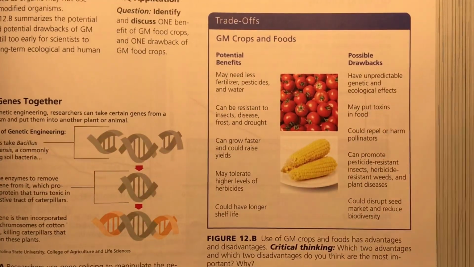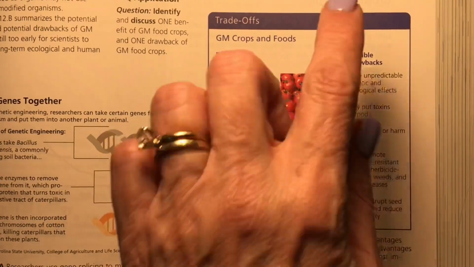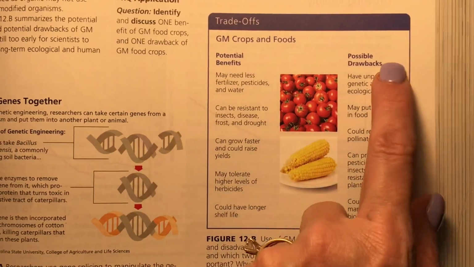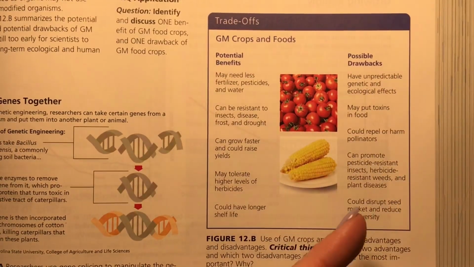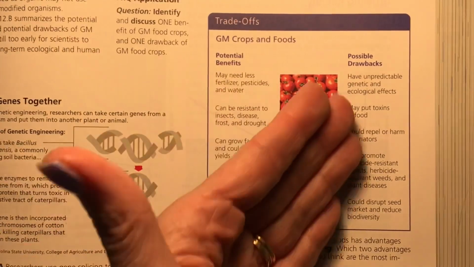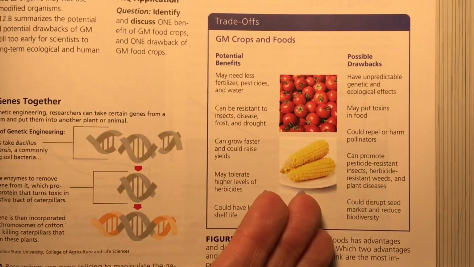Unpredictable genetic and ecological effect. It doesn't mean that occasionally they'll create some sentient plant. It means that we just don't know how this is going to end up being a problem. But notice all of the words that are being used: unpredictable, may, and could. These are all largely unproven.